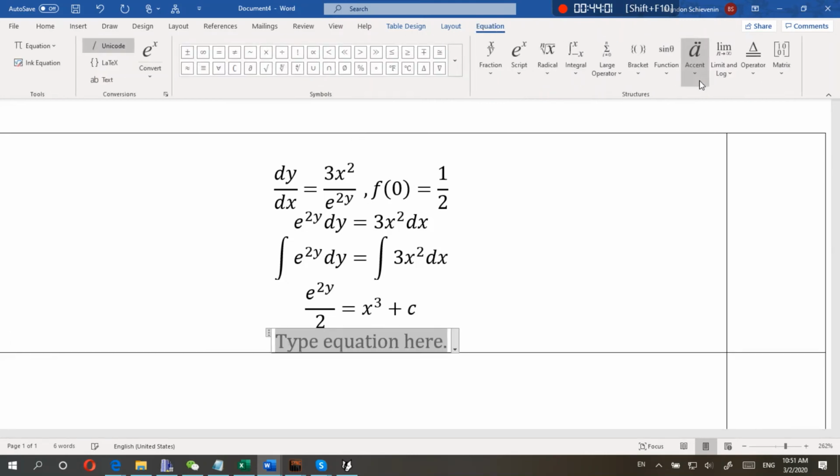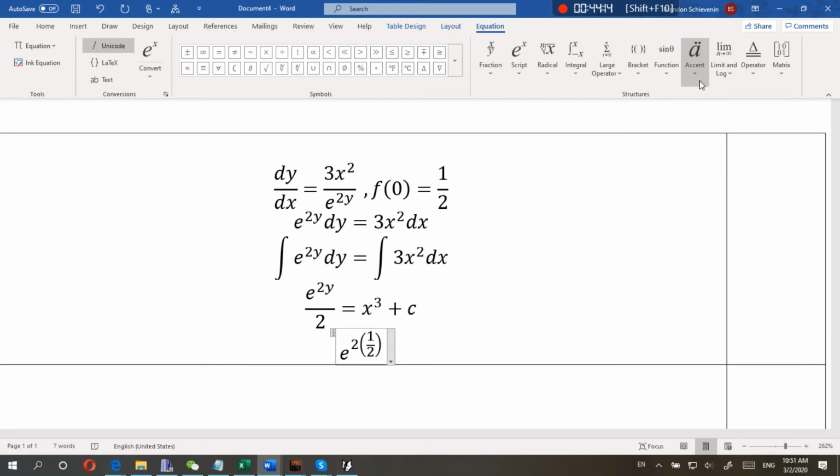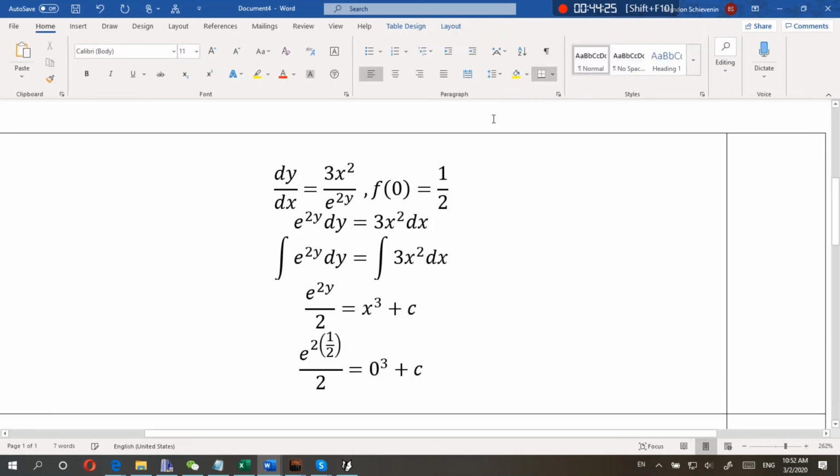So to solve for c, I could say e to the 2 times my y value of 1/2, divided by 2, should be equal to our input, which was 0, plus c. And we can solve for c. Okay, so then 2 times 1/2 is 1, so e over 2 is c.